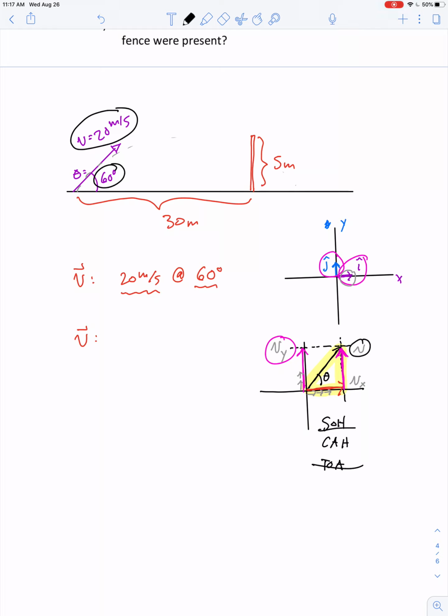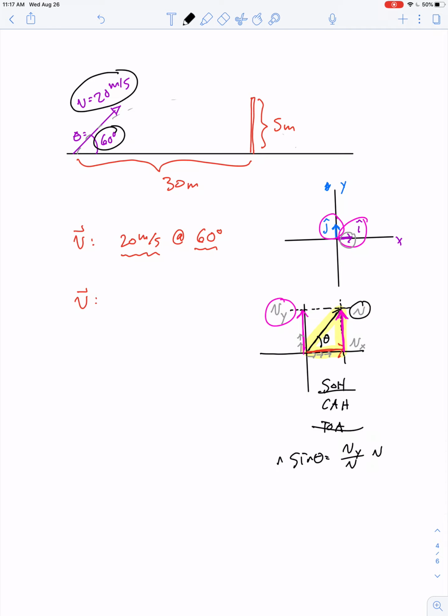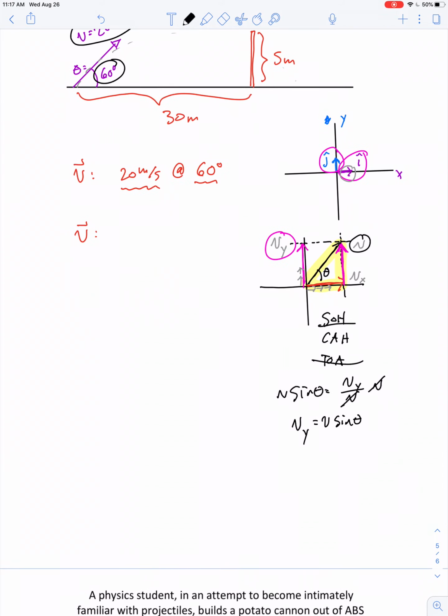Sine equals opposite over hypotenuse. So sine theta equals Vy over V. Multiply both sides by V, and we have Vy equals V sine theta. And likewise, without showing you every step along the way, if I use the fact that cosine of an angle is the ratio of the adjacent side over the hypotenuse, it's easy to show that the horizontal component is V cosine theta.